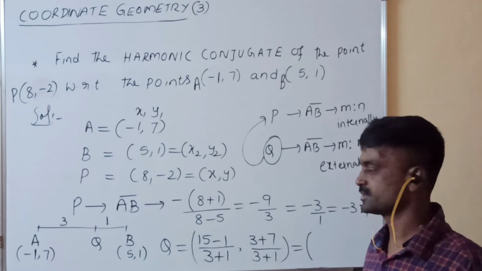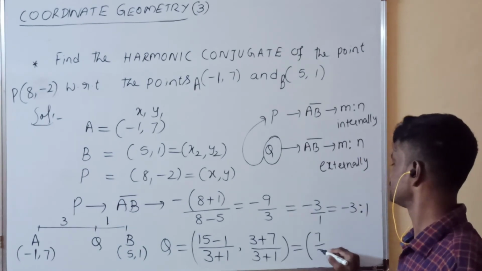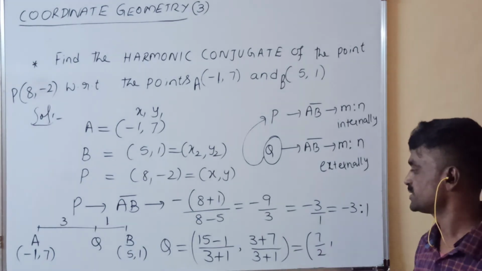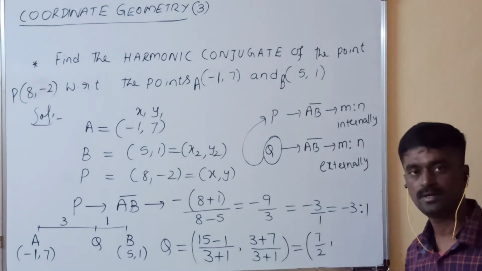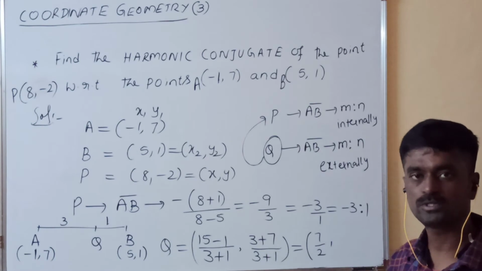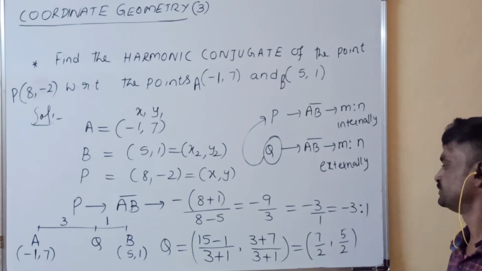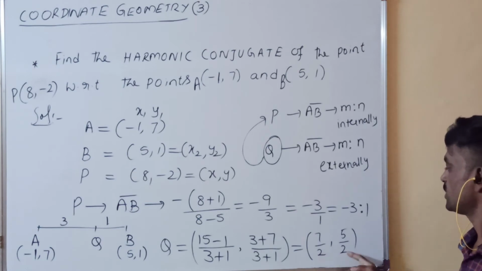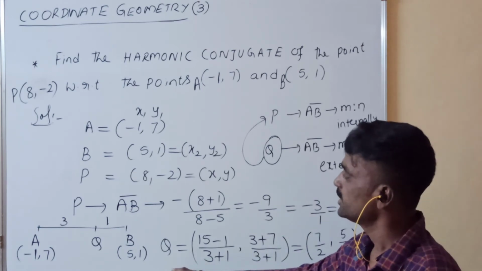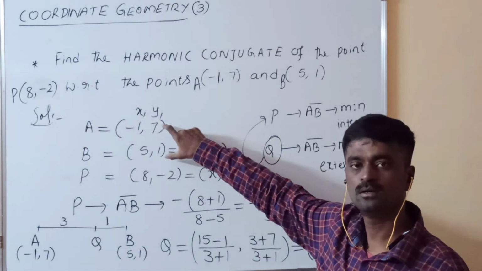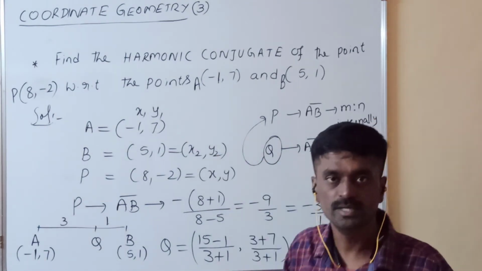14 by 4 is the same as 7 by 2, because 2 sevens are 14, 2 twos are 4. 3 plus 7, 10; 3 plus 1, 4. 10 by 4: 2 fives are 10, 2 twos are 4. So 10 by 4 is the same as 5 by 2. So the point (7/2, 5/2), nothing but Q, is the harmonic conjugate of the point P with respect to the points A and B.